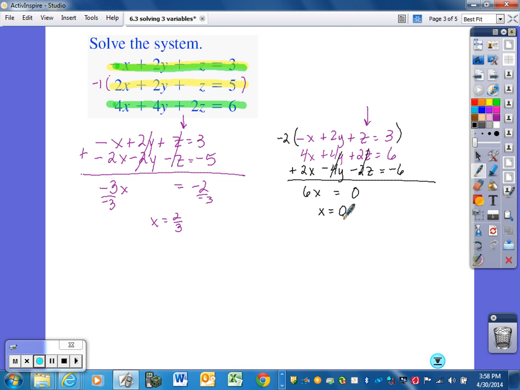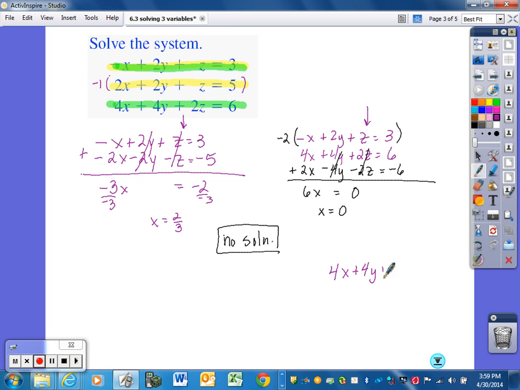Here I had x equals 2/3. Here I have x equals 0. I can't have x equal two different numbers, so there has to be no solution. And in fact, if I chose to eliminate y instead, I think we would get an answer that didn't make sense. So let's try that.